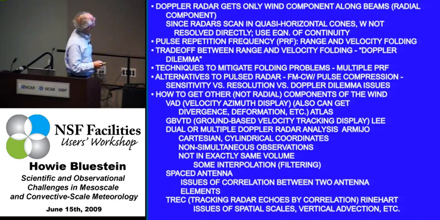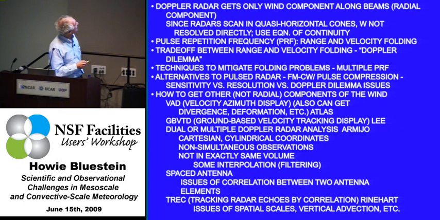Pulse repetition frequency gives you the range and velocity folding, so we need to correct for range and velocity folding. There's a trade-off between range and velocity folding known as the Doppler dilemma. There are techniques to mitigate the folding problems, usually involving multiple pulse repetition frequencies. There are alternatives to pulse radar. You can use FMCW pulse compression, and you have sensitivity versus resolution versus Doppler dilemma issues.